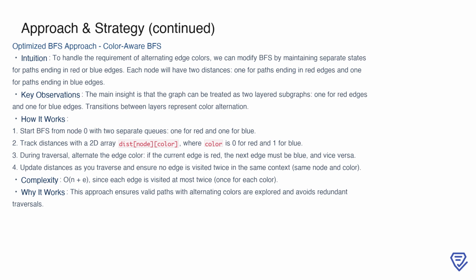The process works as follows. Starting from node 0, we initialize two separate queues, one for red edges and one for blue edges. We use a 2D array dist[node][color] to track distances, where the color indicates whether the path ends in red or blue. During traversal, we enforce the color alternation by ensuring that if the current path ends with a red edge, the next edge must be blue, and vice versa. We also ensure that no edge is revisited in the same context, meaning the same node and edge color combination. This approach guarantees that all valid paths are explored without redundancy. The time complexity remains O(n + e), since each edge is processed at most twice, once for each color, making this approach both correct and efficient.